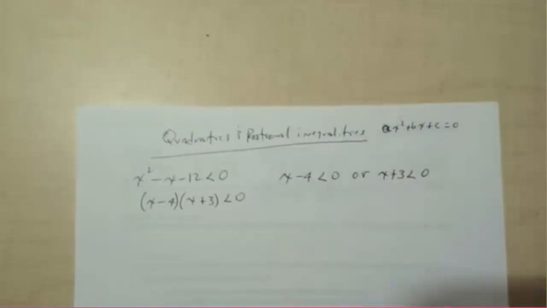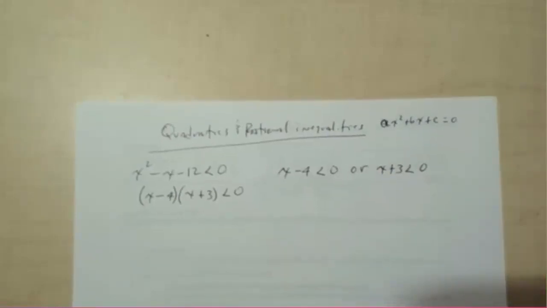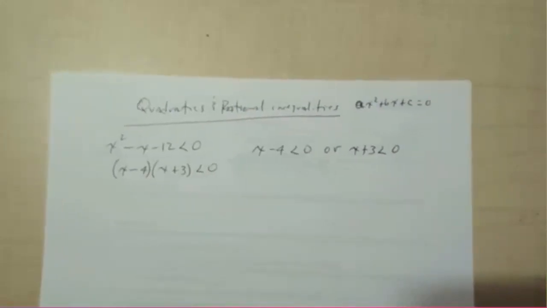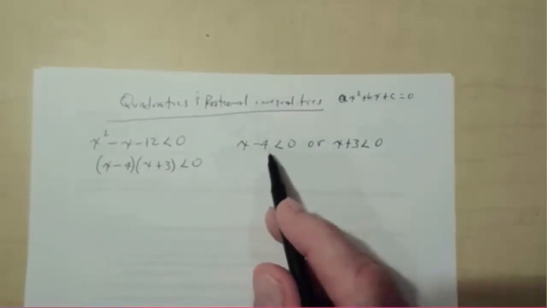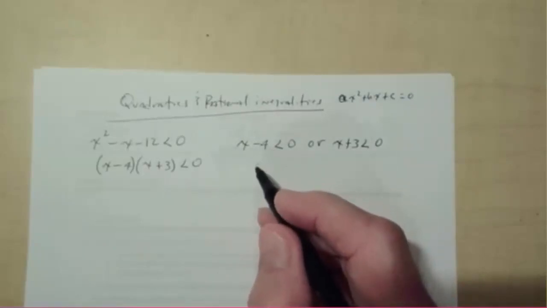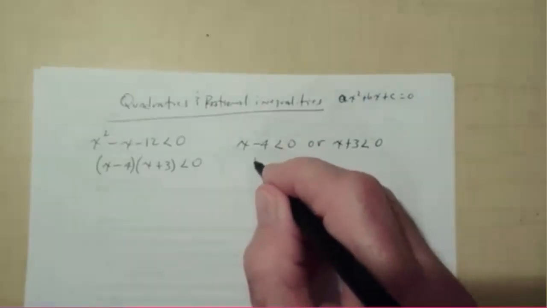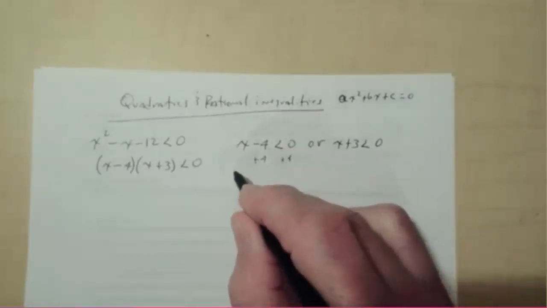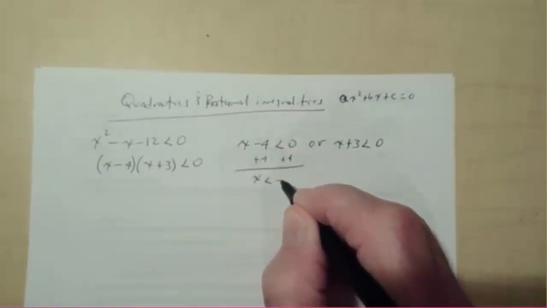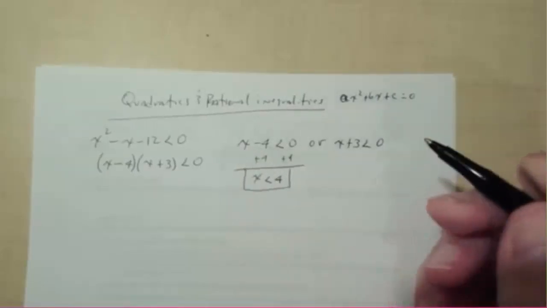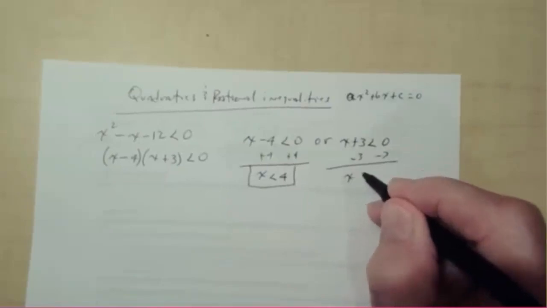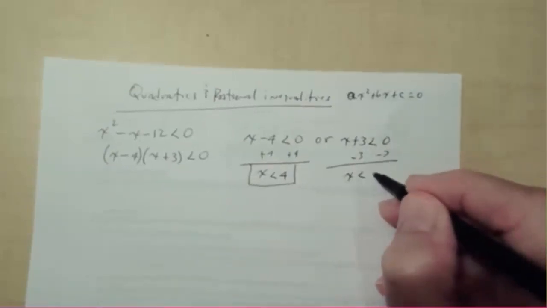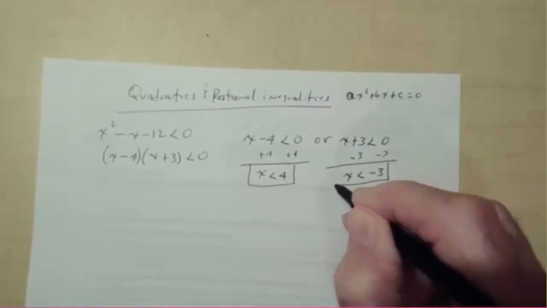Now, if you're using the book, I think you're going to find the book is very confusing. I'm going to show you a way here I think is really pretty simple. But you can use the book if you want. Okay, so we're going to add 4 to each side. So x is less than 4. This one we subtract 3 from each side. X is less than negative 3.